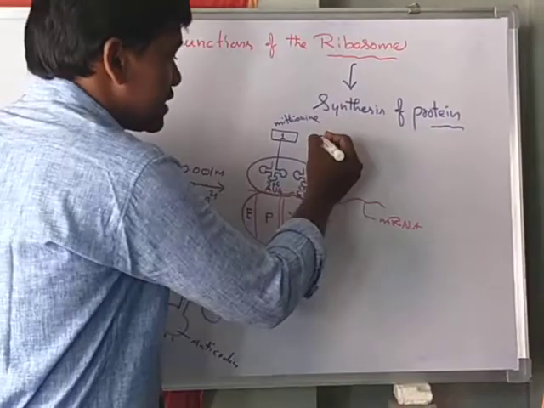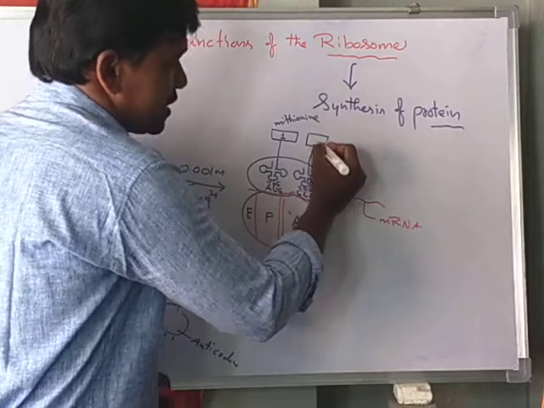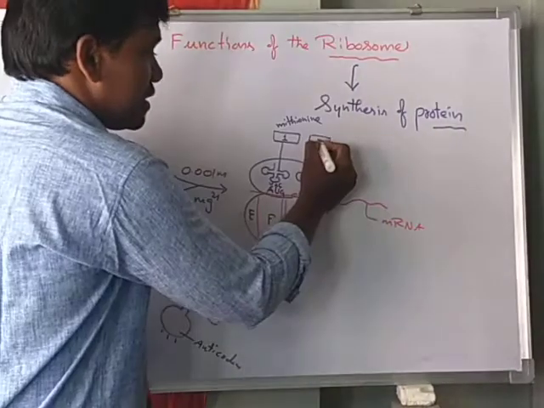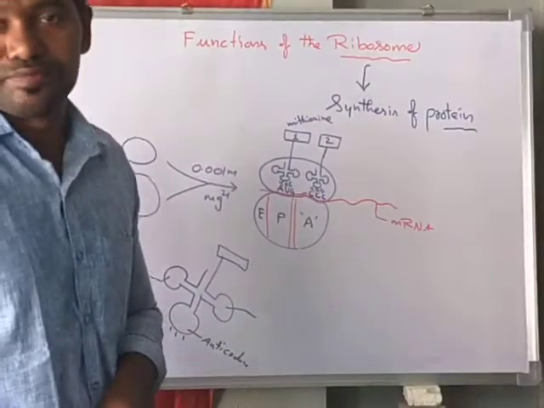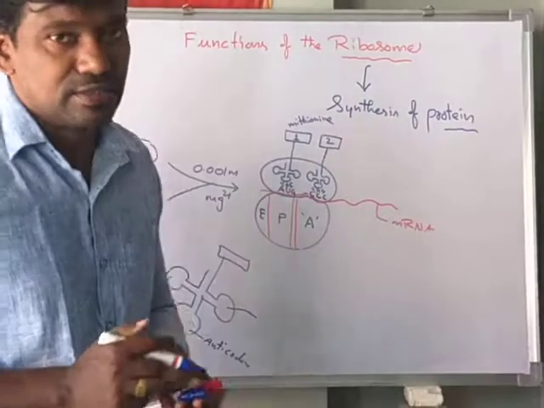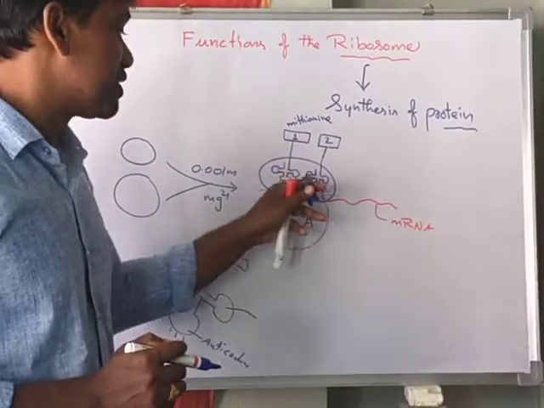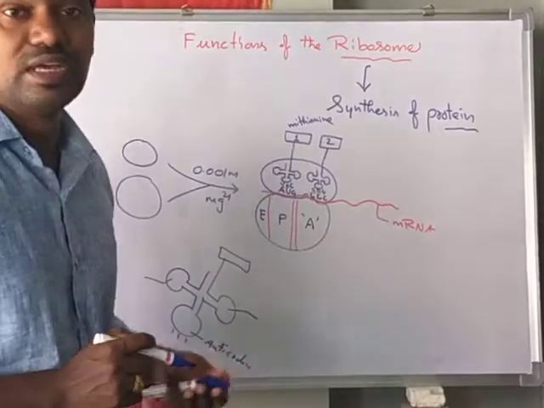After that, the second amino acid is attached here. So in this process, first in the P site and A site, two tRNAs are attached with the mRNA and bring two amino acids.